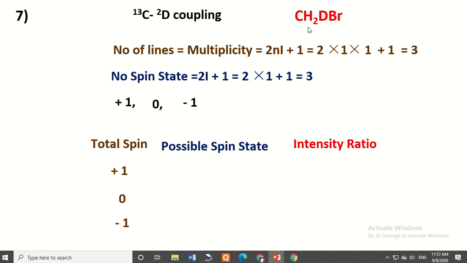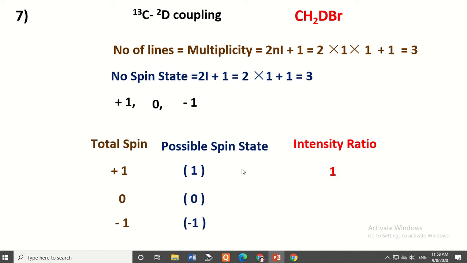In this compound, only one deuterium nucleus is present. Therefore, consider only one possible spin state. For plus 1, there is only one spin state, plus 1. For 0, the spin state is also 0 for the deuterium because only one nucleus is present in the bracket. For minus 1, it is minus 1 spin state of the deuterium. Minus 1 gives minus 1, 0 gives 0, plus 1 gives plus 1. Therefore, these possible spin states are present only one time each for plus 1, 0, and minus 1.